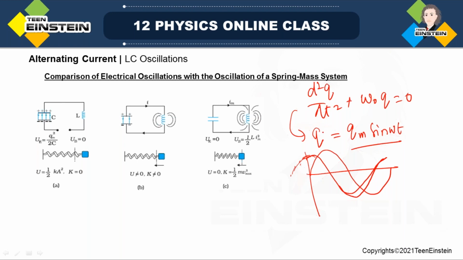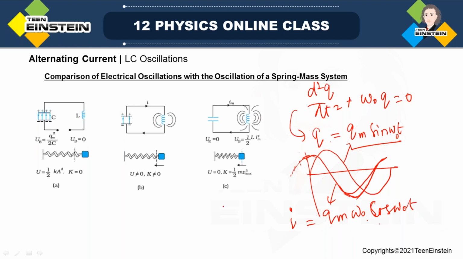This will be the cosine curve. If you take the time derivative of this, you'll get I equals q_m omega₀ cos(omega₀ t). This is the current. Both charge and current oscillate like this. This is the current and this is the charge oscillating.